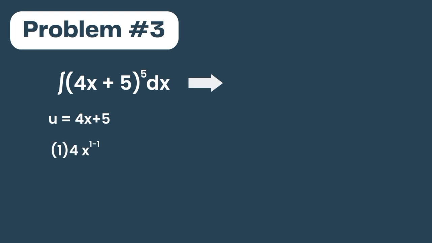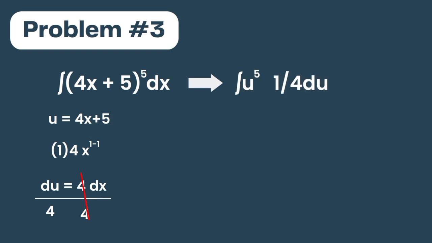And to get the du, we need to subtract 1 from the exponent and multiply by the constant. Now we'll have du equals 4 dx, and so we can write dx as 1/4 du. Then we go back to our given, which is the integral of u raised to 5 and 1/4 du. The next step is to set aside the constant, so this is equal to 1/4 times the integral of u raised to 5 du.